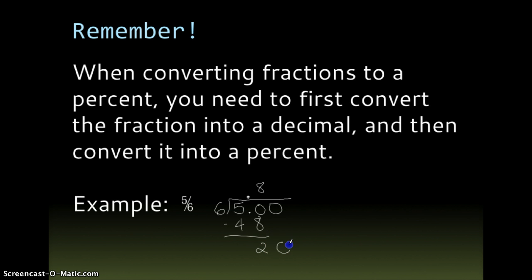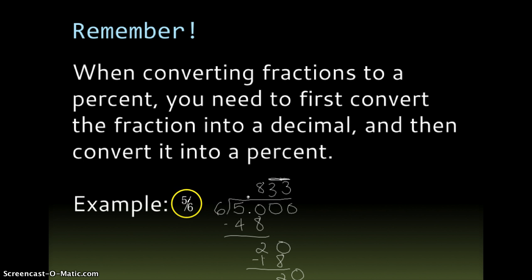We bring down our 0. 6 goes into 20 3 times, and 6 times 3 is 18. I'm going to bring down one more 0, and just so we know that this repeats, we're going to put a line. I can put a line over just this 3, or I can put it over both of them. This is called the repeating line.